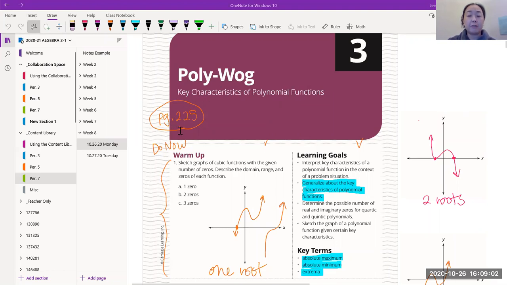It's on page 225. Technically it should be M1 225 in the purple book. This is going to be the last lesson, and it's going to be on Poly Wog. That's going to be before the unit test.